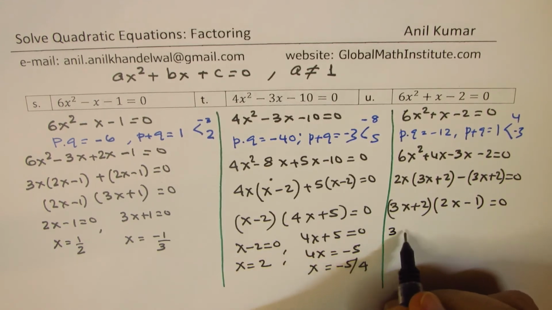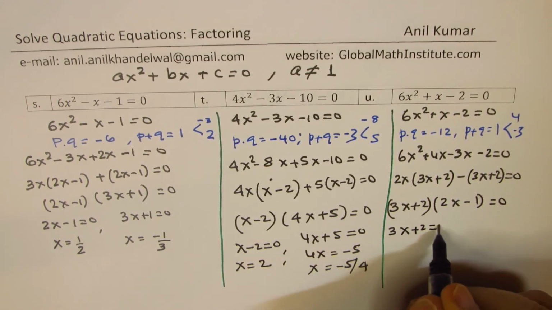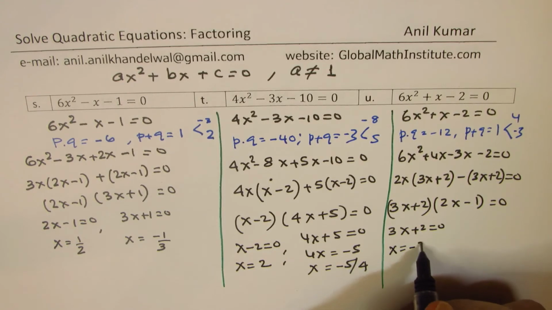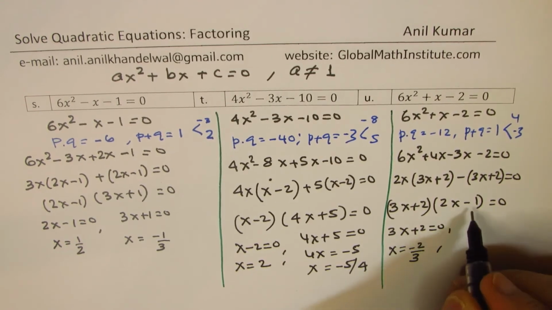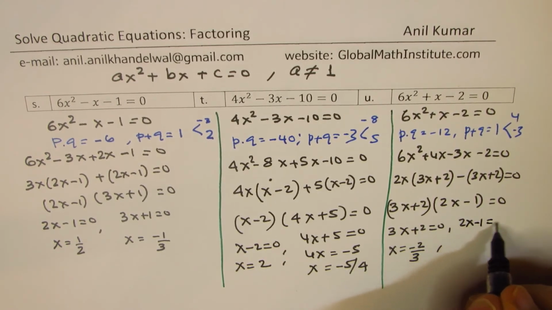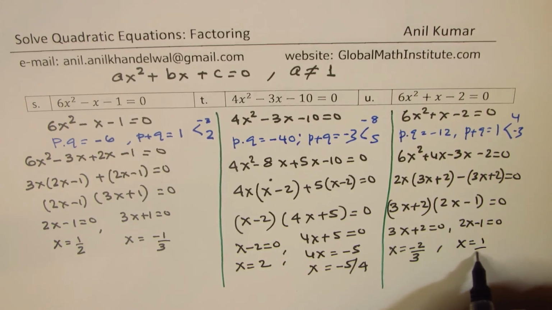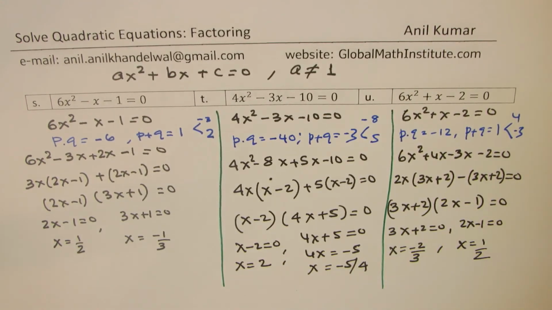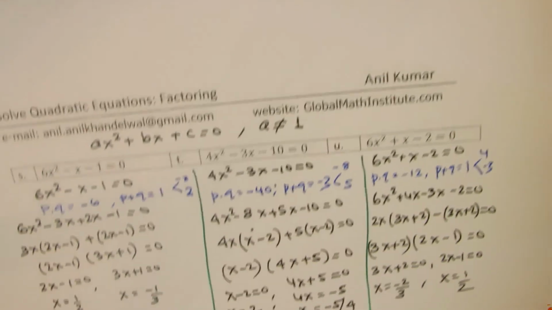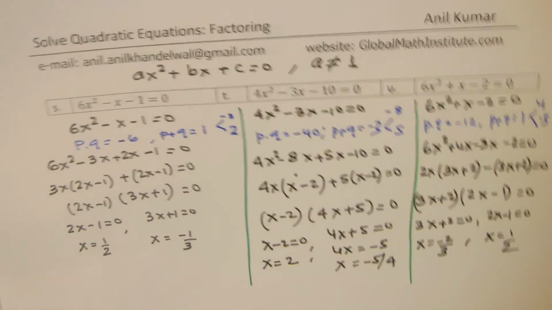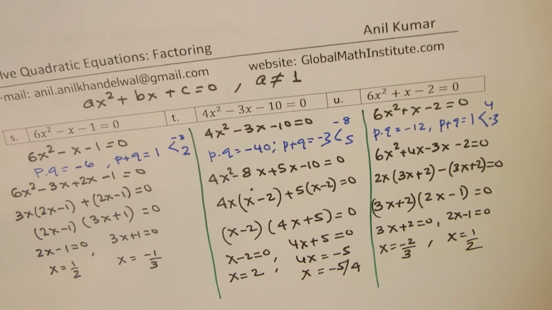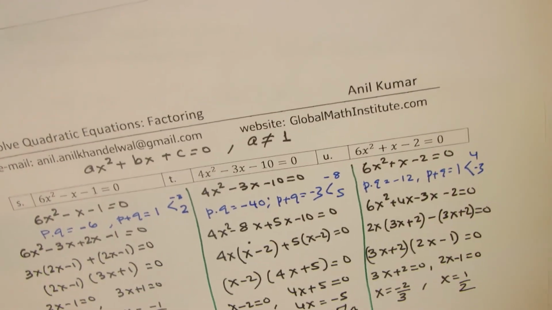So that gives you that 3x plus 2 equals to 0 means x equals to minus 2 over 3. And 2x minus 1 equals to 0 means x equals to half. Is that clear to you? So that is how you can do the trinomials, which has the value of a, the leading coefficient, not equal to 1.